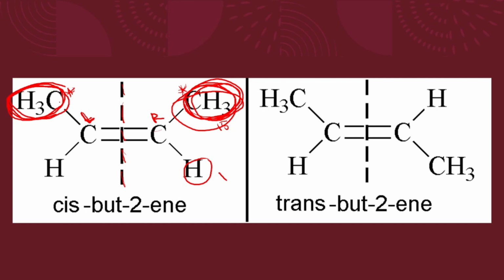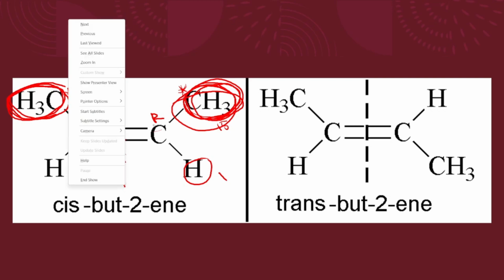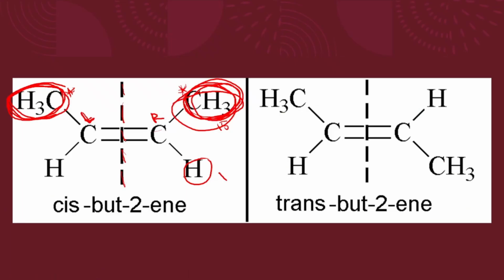So the first step in deciding whether the compound is cis or trans is to draw a line that cuts the double bond into two. Then we go to the right carbon and check which of the two groups has the higher molecular weight, and put a symbol or sign at this group. Go to the left carbon and put a symbol also at the group with the higher molecular weight.